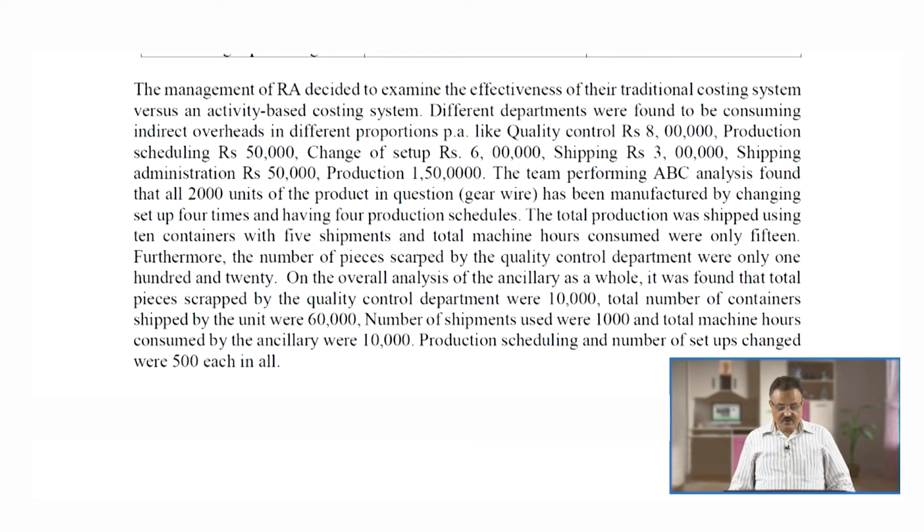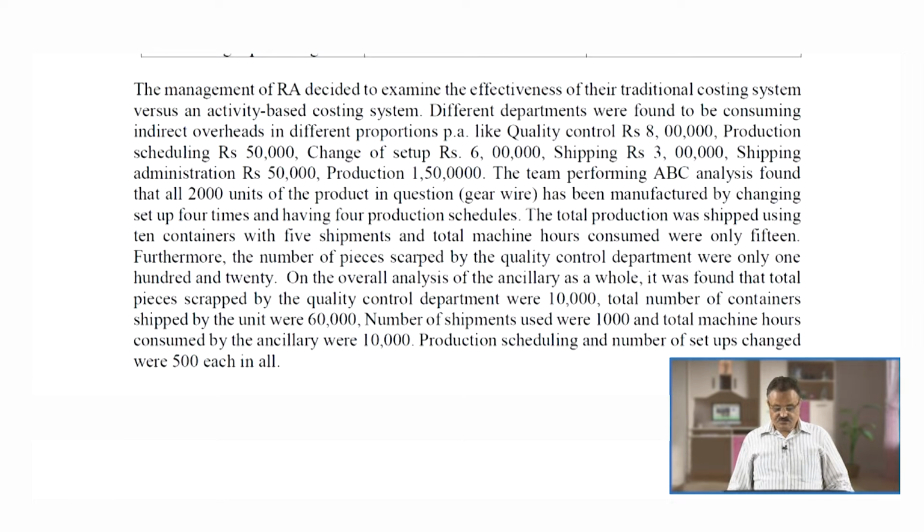Furthermore, the number of pieces scrapped by the quality control department were only 120 in this product case, on whom we are incurring 8 lakh rupees as the total cost. On the overall analysis of the ancillary as a whole, the total pieces scrapped by the quality control department are 10,000. For all the products, the defective pieces are 10,000, and only 120 are for this product.